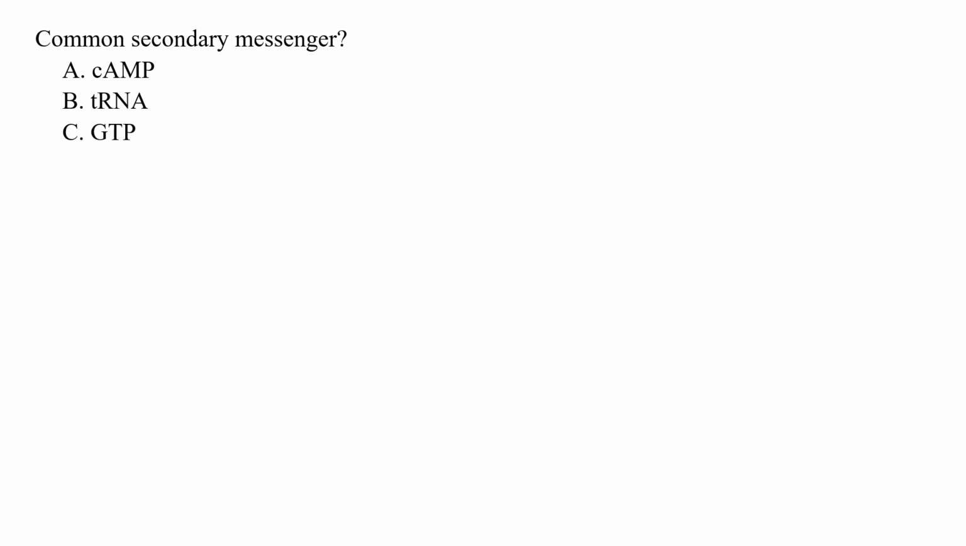The next question talks about the common secondary messengers. Option A, cAMP. Option B, tRNA. Option C, GTP.